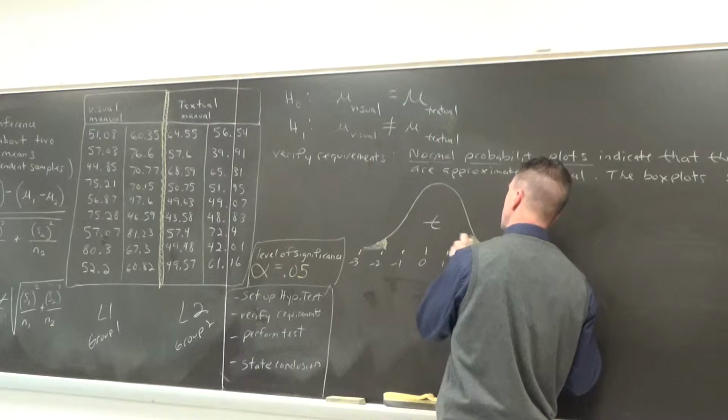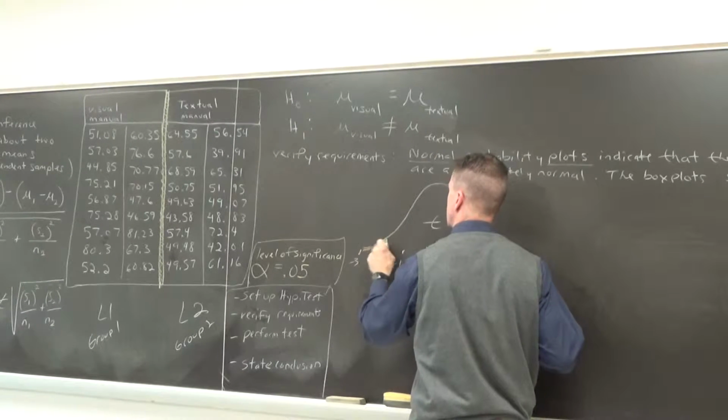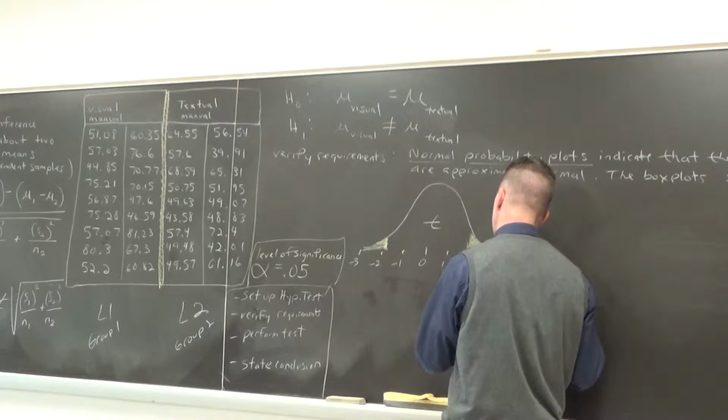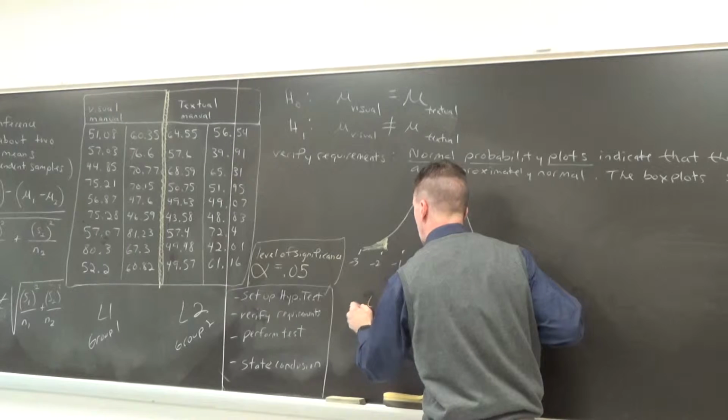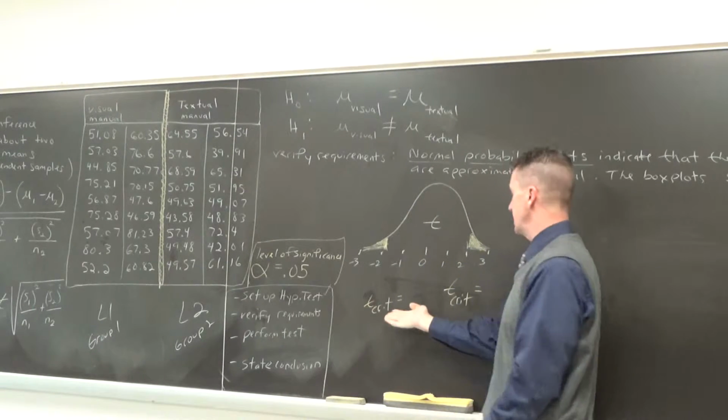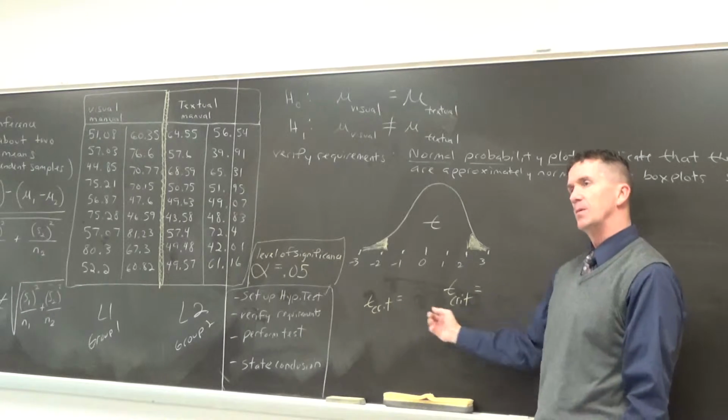Shading both tails. Two-tailed test. So I'm trying to get my two t-crits. You know me, I always use the yellow chalk for the t-crits. These would be the same values except one will be negative, one will be positive.